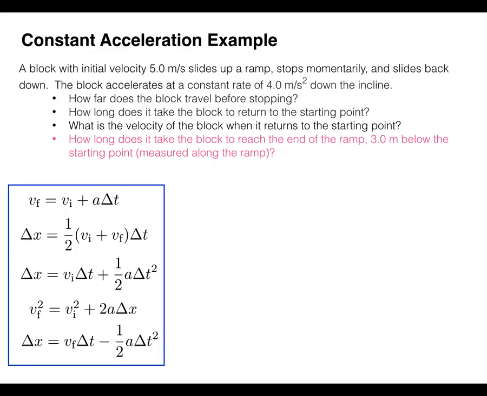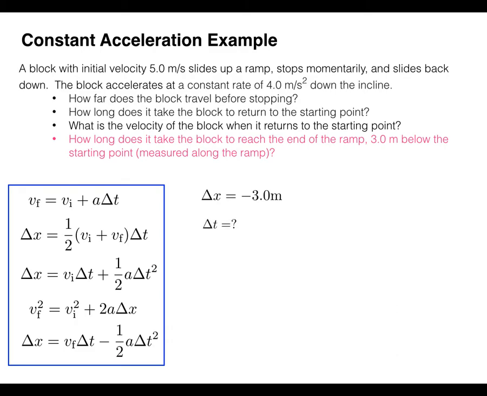Okay, finally, how long does it take the block to reach the end of the ramp 3 meters below the starting point? Well, we have to be a little bit careful here. What is delta x going to be in this case? You might think just 3 meters, but you have to be careful. Down the incline, we've defined to be negative, and so if the block is below the starting point, then delta x needs to be written as minus 3 meters.